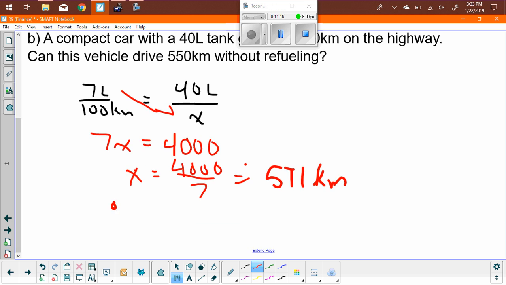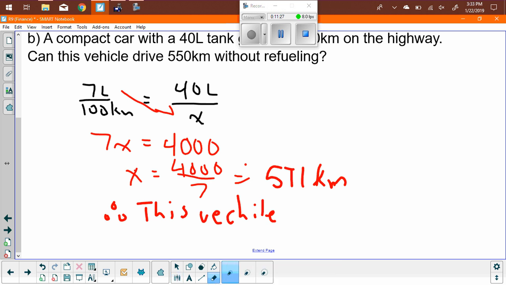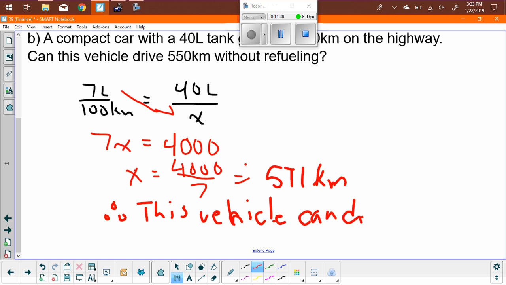So therefore, this vehicle can drive 550 kilometers without refueling.